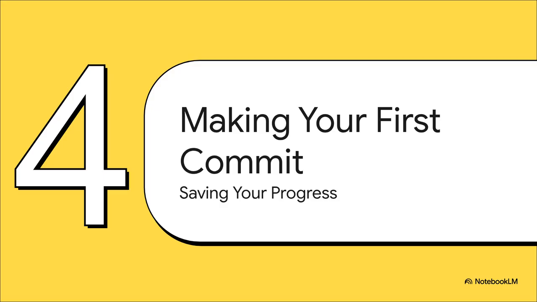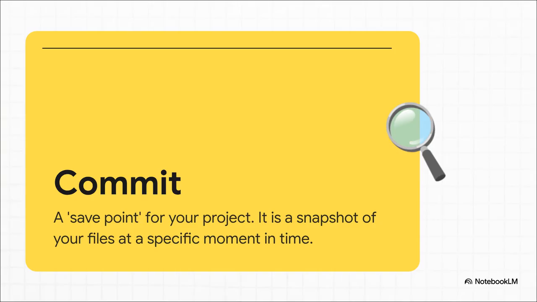This next step is the most important one. We're about to make what's called your first commit. Think of this as the official save of your project on GitHub. So what in the world is a commit? The absolute easiest way to think about it is like a save point in a video game. It's a snapshot of all your files at that exact moment in time.